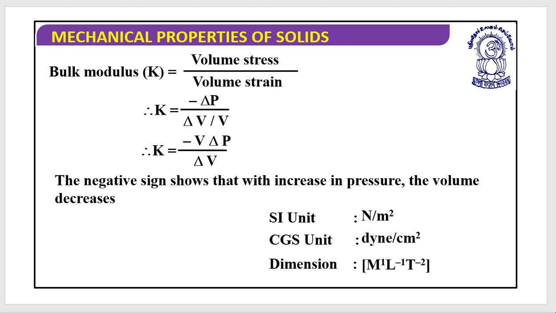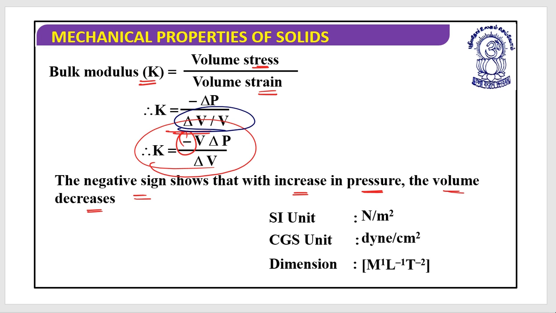If I take the ratio, the bulk modulus B is volume stress divided by volume strain, which equals minus delta P divided by delta V by V. This could be written as minus V into delta P divided by delta V. The negative sign shows that with an increase in pressure, the volume decreases. As for the SI unit, according to the dimensions, delta V by V is dimensionless.